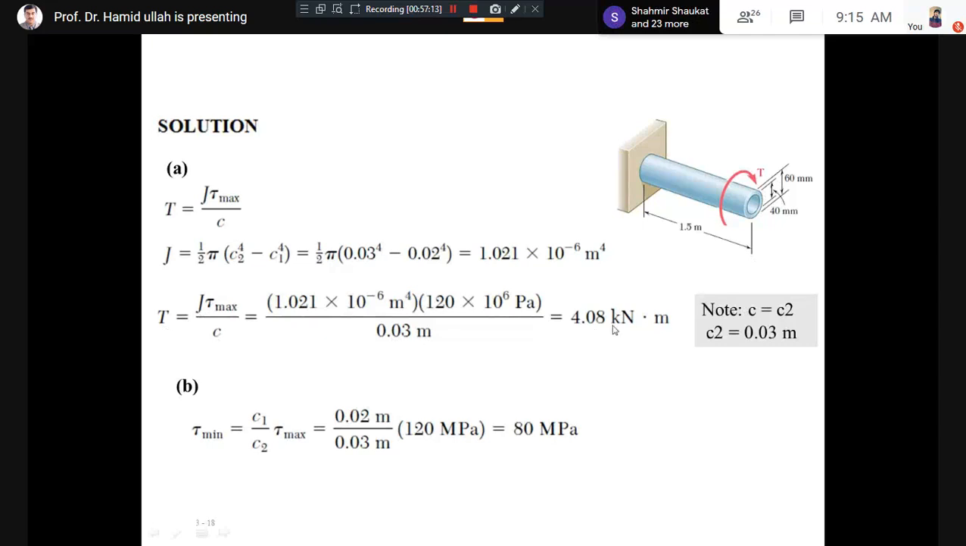So this is the value, 4.08 kilonewton meter, for the torque. Next is tau minimum. Again, this is the relation we have used: tau minimum divided by tau maximum equals C1 by C2. What are C1 and C2? They are the inner and outer radii. Tau minimum occurs at the inner radius, and tau maximum occurs at the outer radius. Since the inner and outer radii and the shear stress are given, you can get the minimum shear stress for the shaft, which is 80 megapascal in this case.